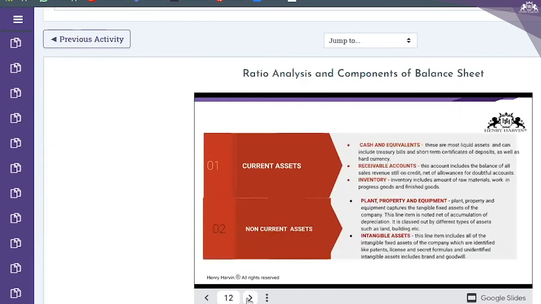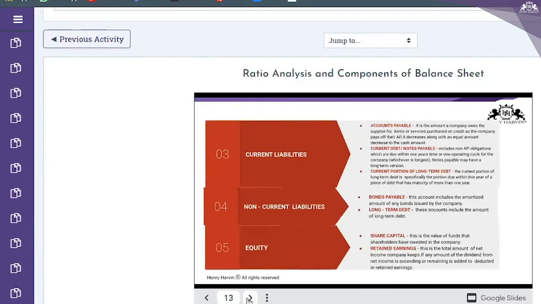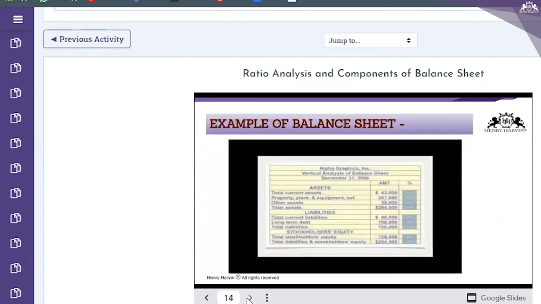This is how a balance sheet looks: current assets, non-current assets, current liabilities, non-current liabilities, and equity. Equity could be share capital. If it is a non-company, then it could be your proprietor's capital or partnership firm's capital. This is how a balance sheet looks. Okay. Any other questions? Any questions?